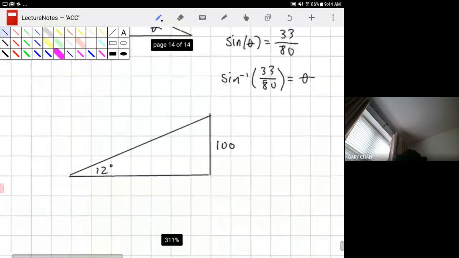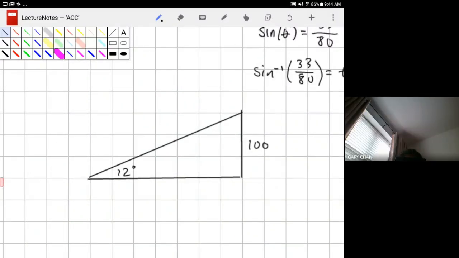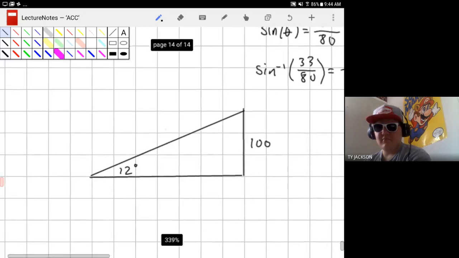So this is what we're looking at, okay? And like I said, we're looking for the hypotenuse. This is the last question. Ty, can you give us a letter for the hypotenuse? Y. Thank you for that.